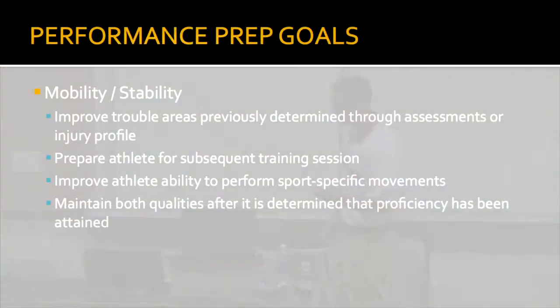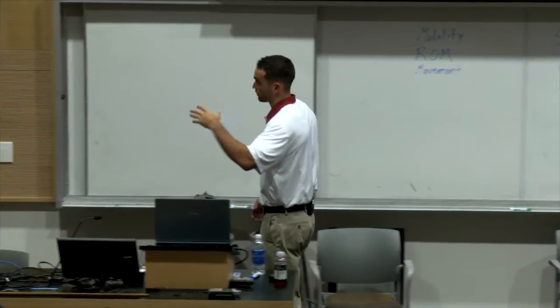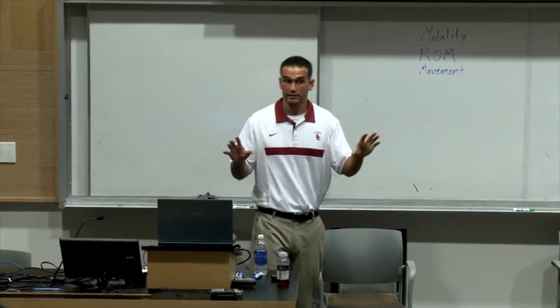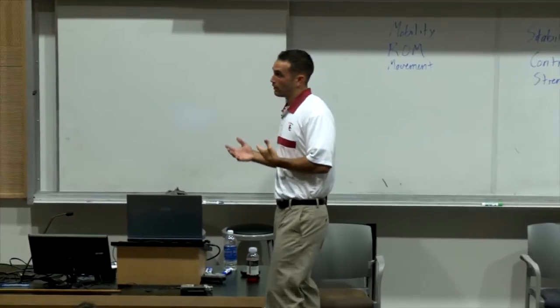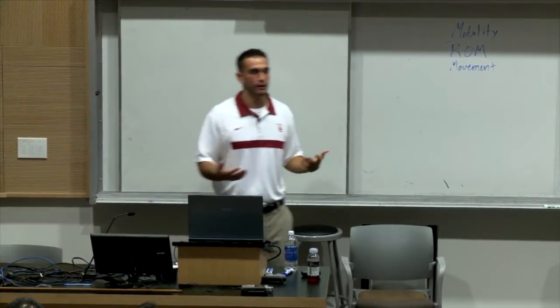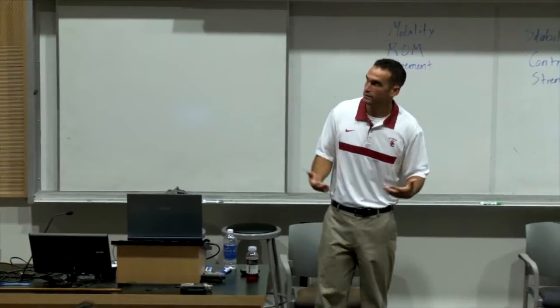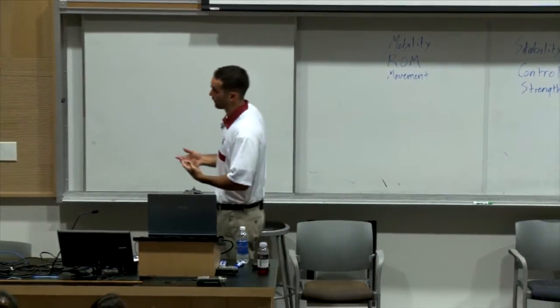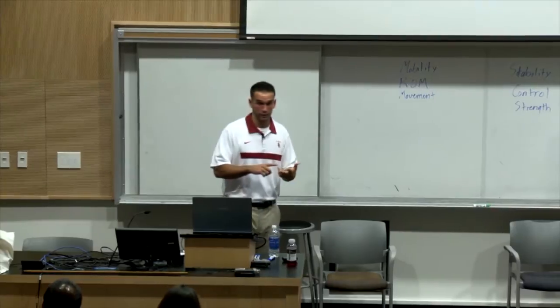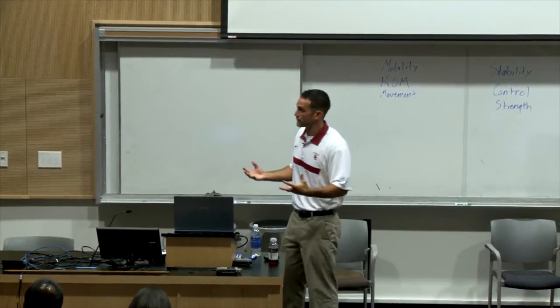Okay, so what are our goals? All right, we're going to move into a bit of assessments really quickly. What we want to do with our mobility and stability program when I'm developing it, okay? I want to improve trouble areas previously determined through assessments or injury profile. I consult with my athletic trainer. Maybe my athletic trainer does some assessments as far as range of motion measurements. Okay, maybe we go through some sort of objective assessment. I'm not going to pitch an assessment to you, a specific one, but what I do believe is that you should have some sort of objective assessment with your athletes or with your clients, okay? So you can track their progress, all right? So whether it's a range of motion number, whether it's a score, okay? Just simply so you can track some of their progress, all right?